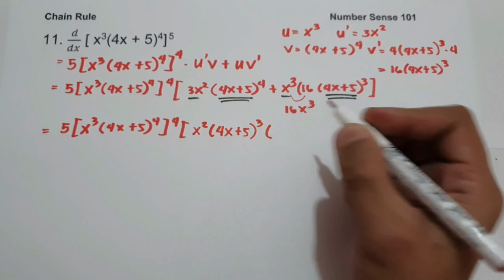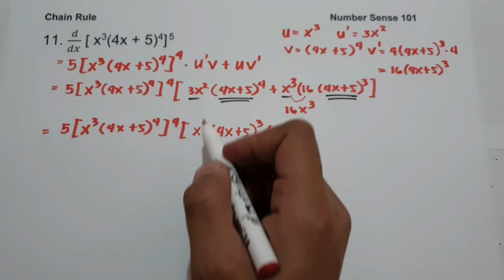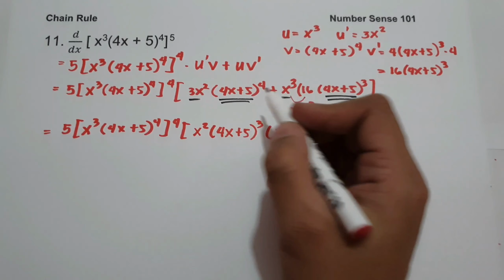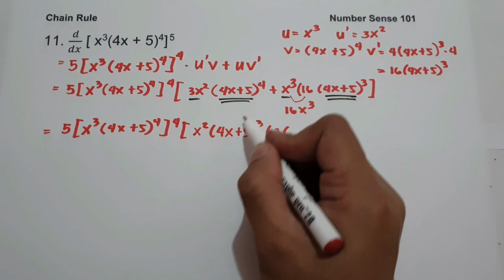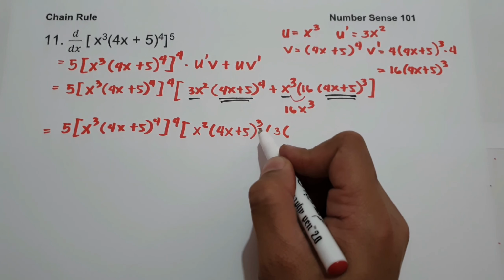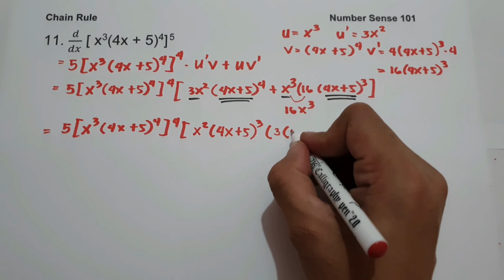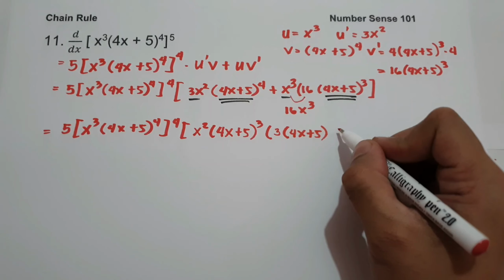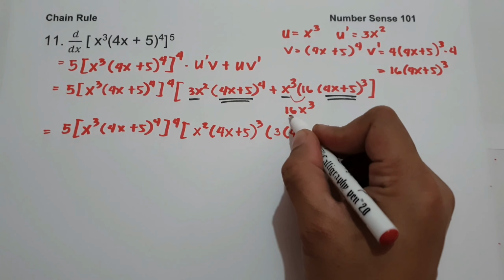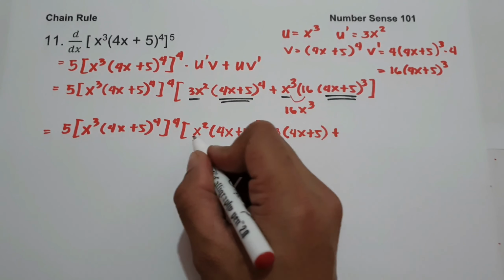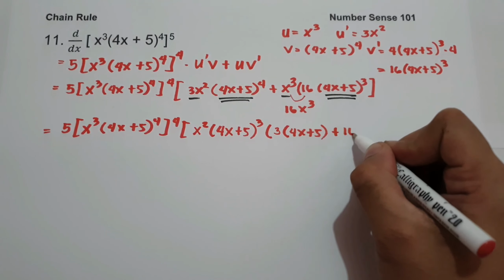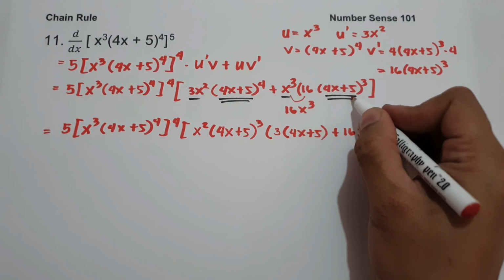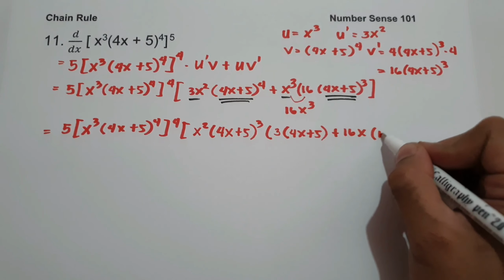Multiply by 3x squared divided by x squared, that is 3. And then 4x plus 5 raised to 4 divided by 4x plus 5 raised to 3. We simply subtract their exponent. It will give us 4x plus 5 raised to 1. And then let us have 16x cubed divided by x squared, that is 16x. And then 4x plus 5 raised to 3 divided by itself, that is 1.